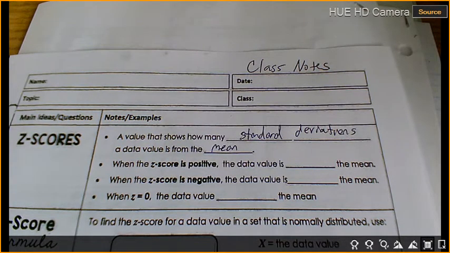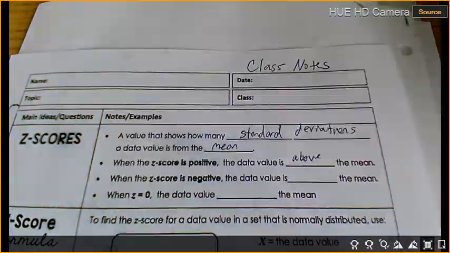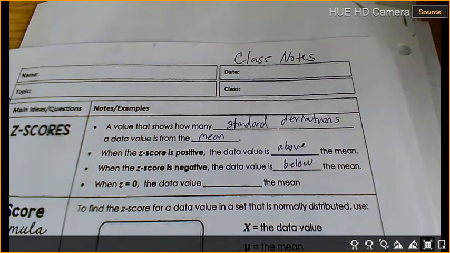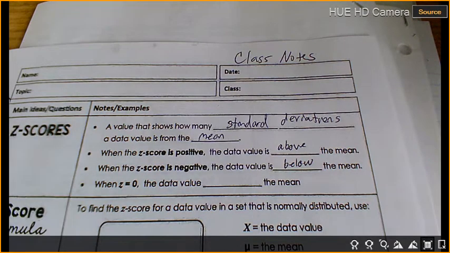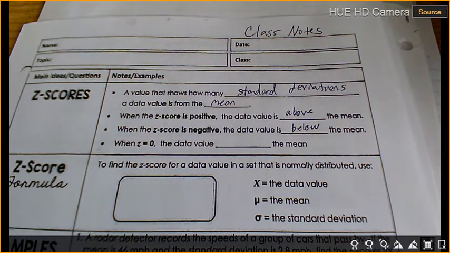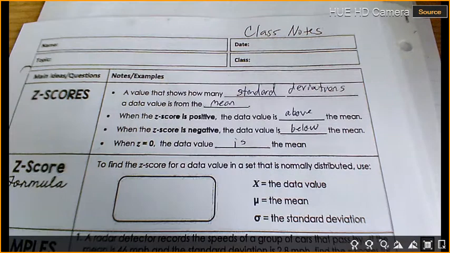When the z-score is positive, the data is above the mean. When the z-score is negative, the data is below the mean. Yes, I can totally slow down. A-B-O-V-E. Okay. And when the z-score is at 0, the value is the mean.